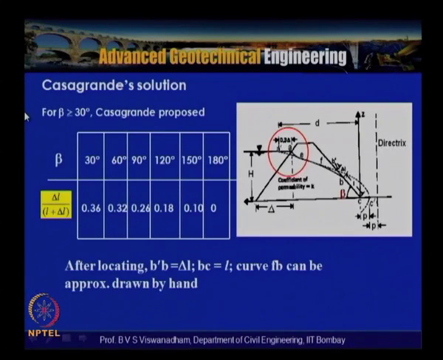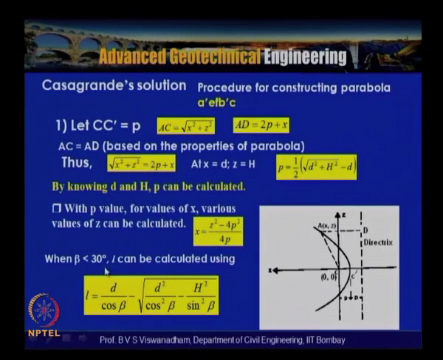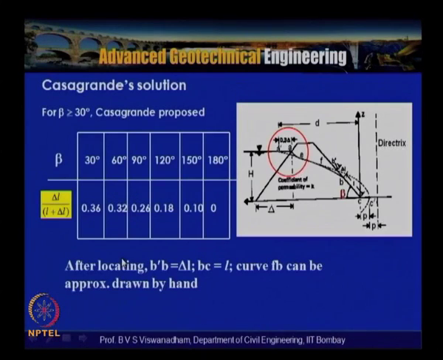Otherwise, the table which is given also allows us to estimate the length delta L, for beta less than 30 degrees. In case the beta is greater than 30 degrees, Casagrande proposed this table. When you have beta 30 degrees, this is 0.36, but when you have 60 degrees, 90 degrees, delta L by 1 plus delta L. So after locating b dash, b is equal to delta L, BC is equal to L, the curve FB can be approximated. So this is the condition.